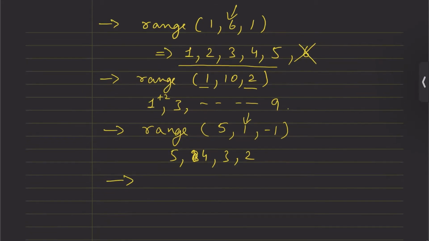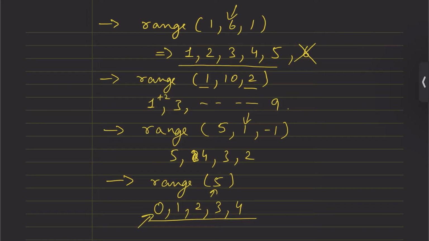Let's take the last example, in which I'm not specifying the steps and the starting point. So range(5). What will this return? This will return numbers starting from 0 and going till 5, so it will return 0, 1, 2, 3 and 4. It's going to return 5 numbers, but by default it will start from 0.